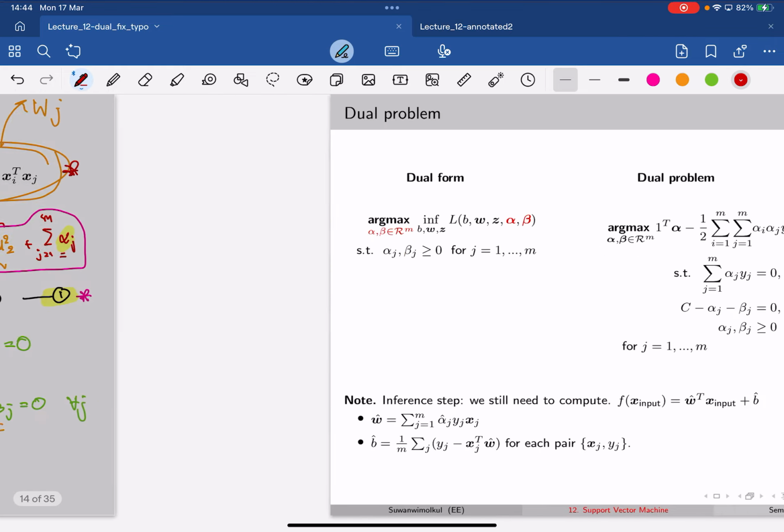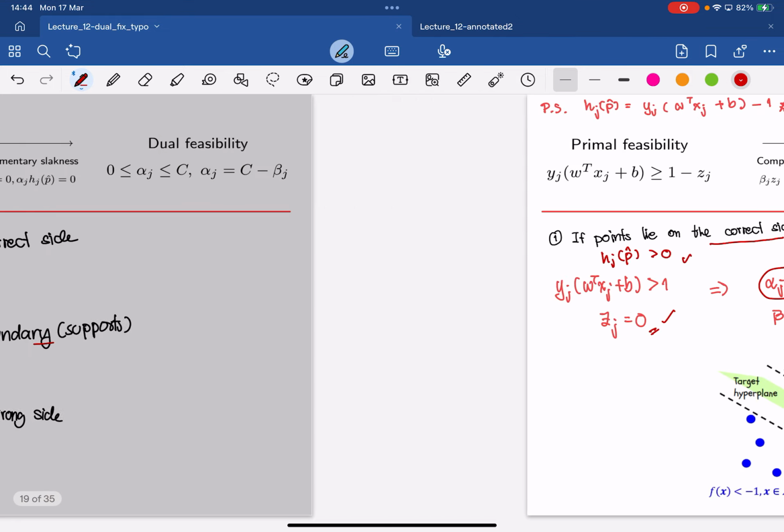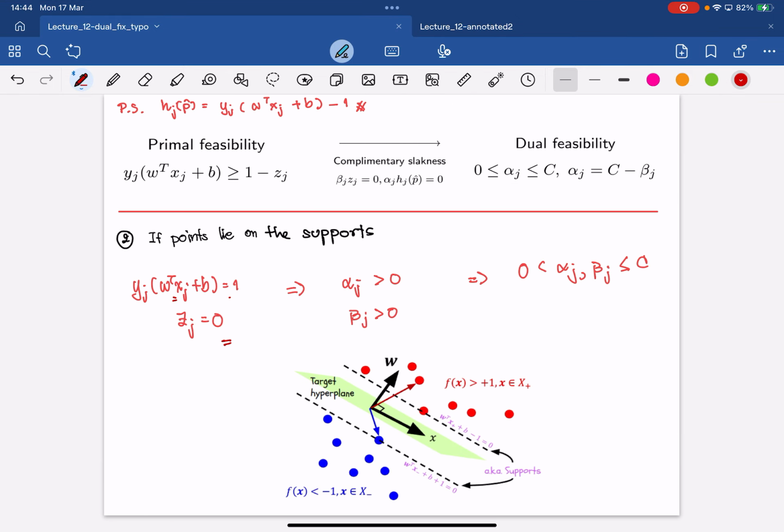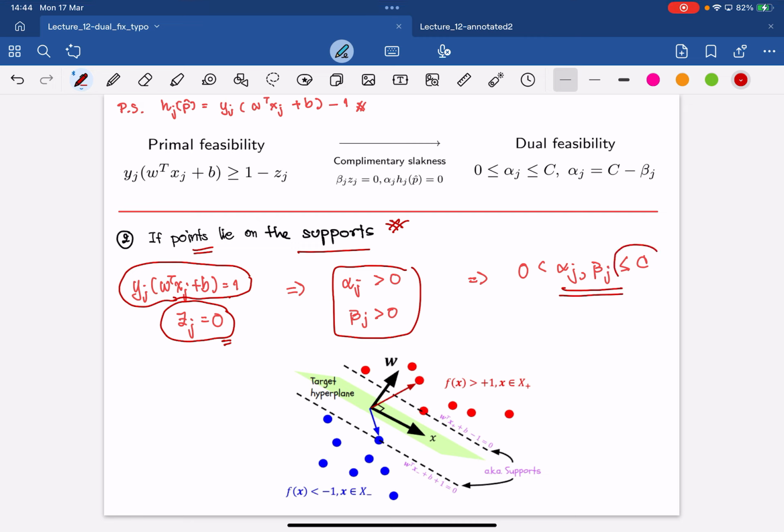So yes, we have the other two cases left. So here is what it looks like if the points lie on the supports. When the point lies on the support, that is when your h_j equals 0 and zeta j is equal to 0. So that means your alpha and beta do not need to have 0 value. They have a certain value, but it is still somewhat restricted by the C parameter.